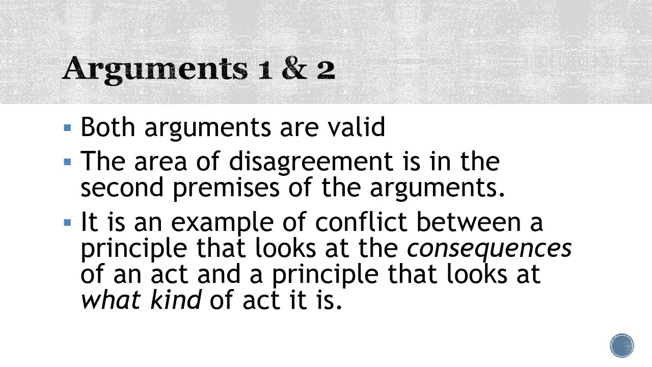This is an example of a conflict between principles. One principle, the one in the first argument, says that if you can prevent something bad without sacrificing something good, you should do it. That's a principle that looks at the consequences of an action. On the other hand, we have the first premise of the second argument, the premise that it is wrong to use any person as a means only. That's a kind of principle that looks at what kind of action it is.